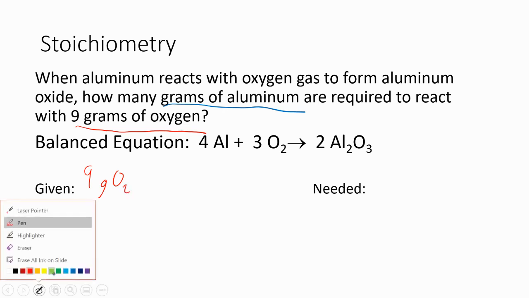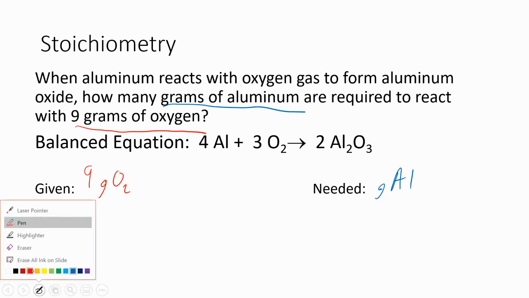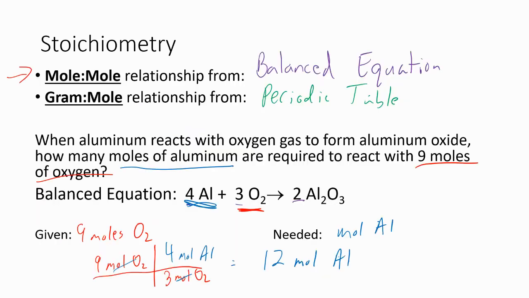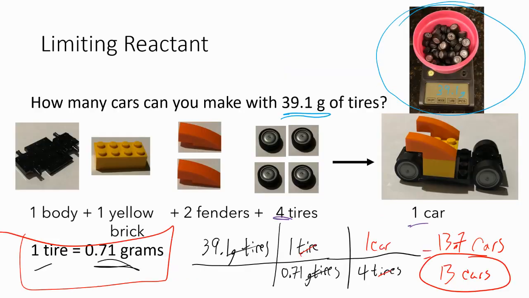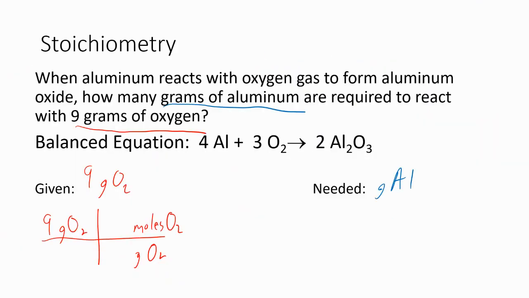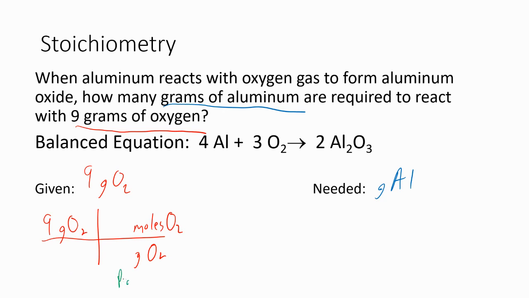And our needed is grams of aluminum. So we're going to start our scaffolding with what's given, the 9 grams of oxygen. And we got to get rid of grams of oxygen and get to moles, because moles of oxygen is what we're going to need to get us through, right? Just like with the car, we needed the amount of tires to figure out how many cars. We need to know the amount of oxygen to figure out how much aluminum we're going to need. So this relationship comes from the periodic table.